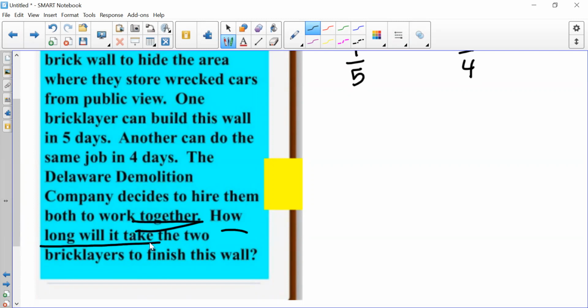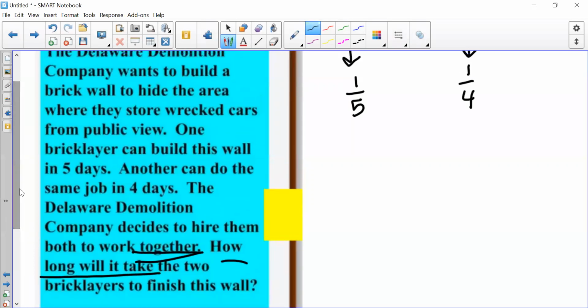Remember, that is the time together in our little formula. So we're going to set it up the same way. We're going to take the rate of the first one times the time together plus the rate of the second one times the time together, which we're solving for, and it equals 1 job.